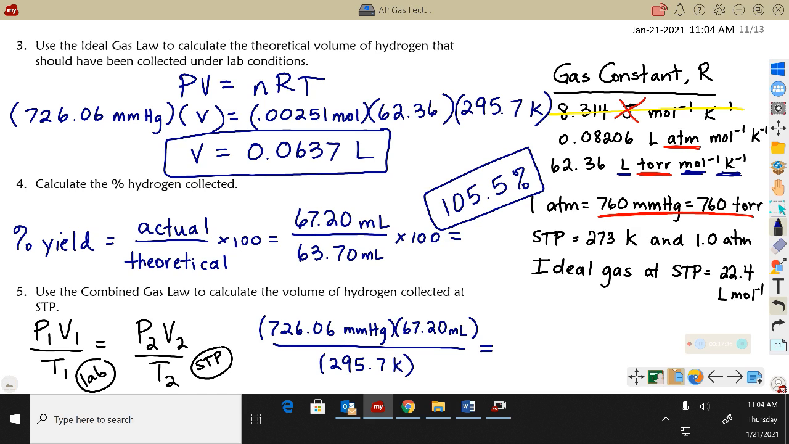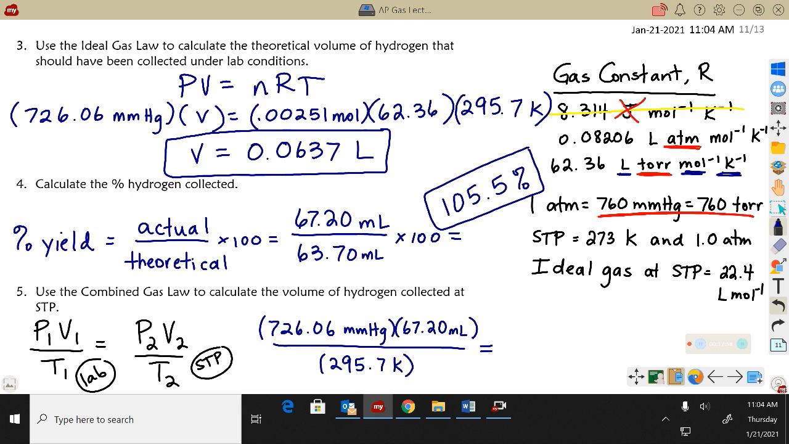If I double the Celsius temperature, if I go from like 20 degrees Celsius to 40 degrees Celsius, the volume would increase or the pressure would increase, but it will not double unless you double the Kelvin temperature. Okay, so I already had it in Kelvin from number 3, so I plug it back in.